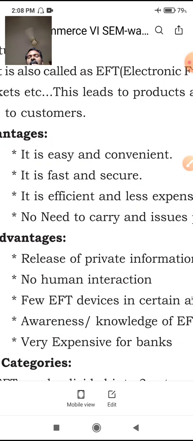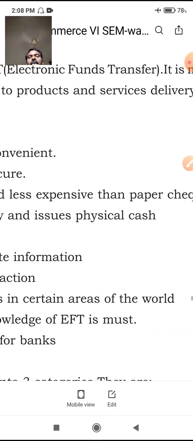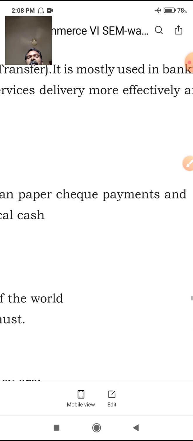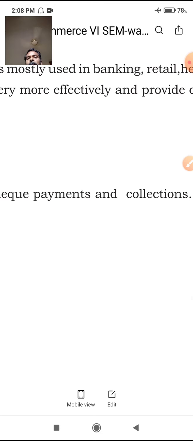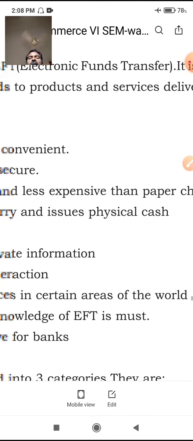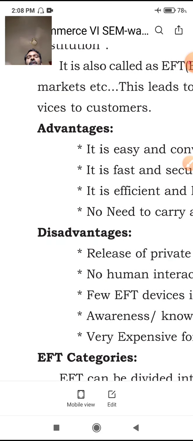Compared to paper checks, the paper check payment mechanism requires giving the money to a collection boy. The collection boy will have a salary, and he takes the physical money from the bank and gives that money to the particular salesperson.